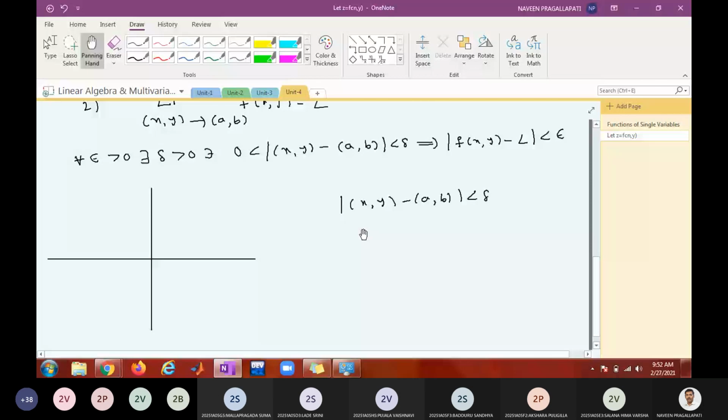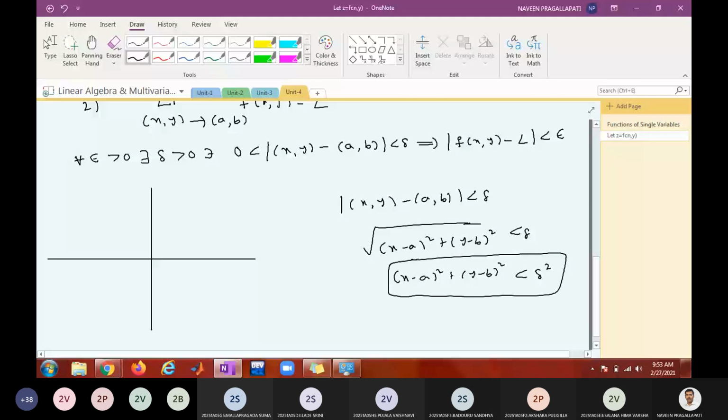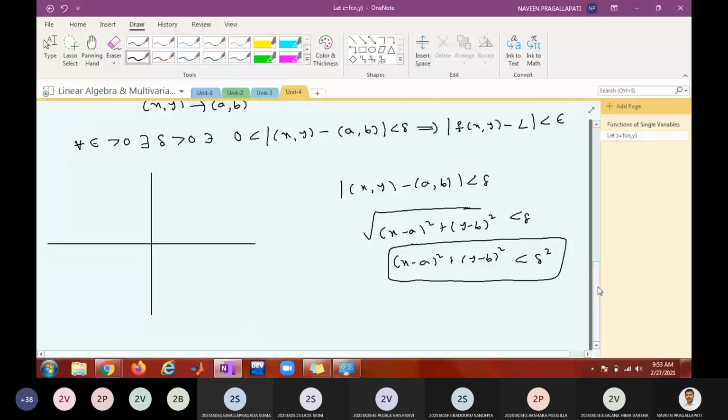So you need to collect the points whose distance from (a, b) to (x, y) is less than delta. What could be the distance? Square root of (x minus a) whole square plus (y minus b) whole square must be less than delta. That means (x minus a) whole square plus (y minus b) whole square less than delta square. What does this inequality represent? Area inside the circle.